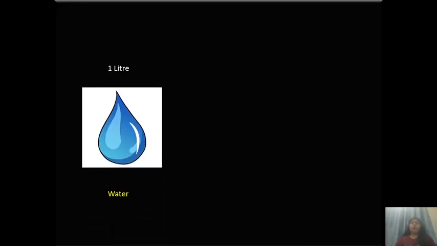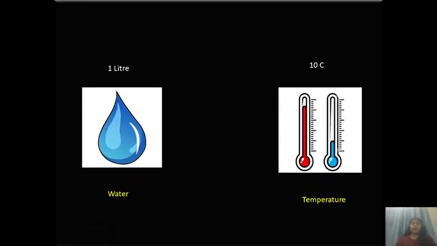You are given 1 liter of water and 10 degrees Celsius of temperature, and you are asked to compare them. Is it the right comparison to do? Well, the answer is no. But then, how do you know what quantities can be compared and how do we compare them? The answer is that you use scales.